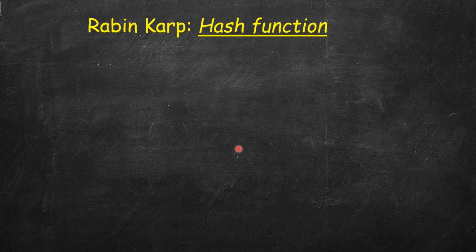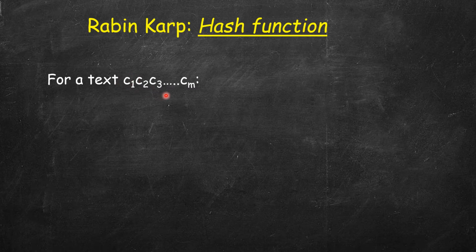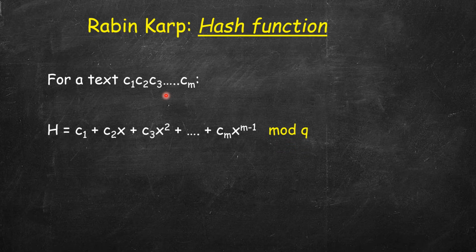Now we have to talk about the hash function. A lot of it depends on the hash function. The main logic lies here. So let's say we have a text C1, C2, C3 all the way up to Cm. So there are m characters in this text, and C1, C2 denote the characters. We will define the hash function in this way: C1 plus C2 times x. So x is some multiplier which we will see. Generally we take some prime number.